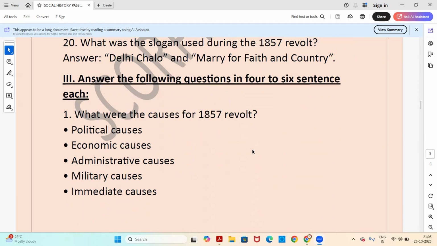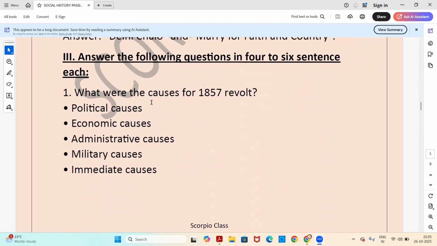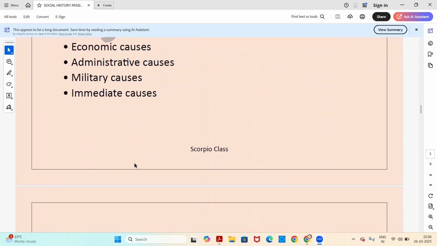Now let's move into the long questions. So here we have to answer the following questions in 4 to 6 sentences each. So first question, what were the causes of 1857 revolt? So you just have to mention the causes. So answer will be political causes, economic causes, administrative causes, military causes, and other immediate causes. So this led to the 1857 revolt.